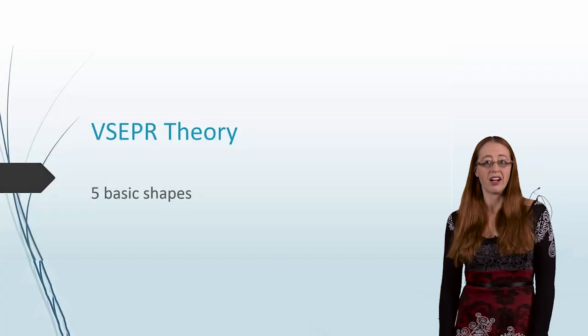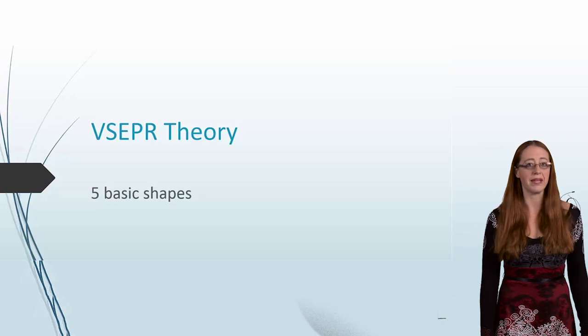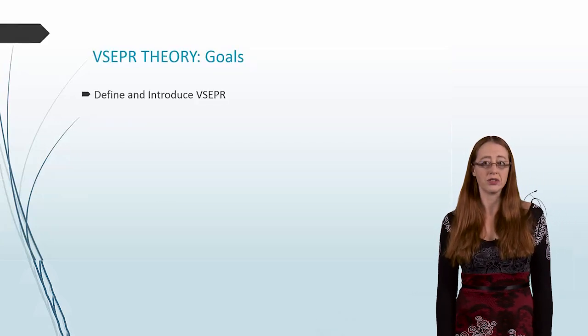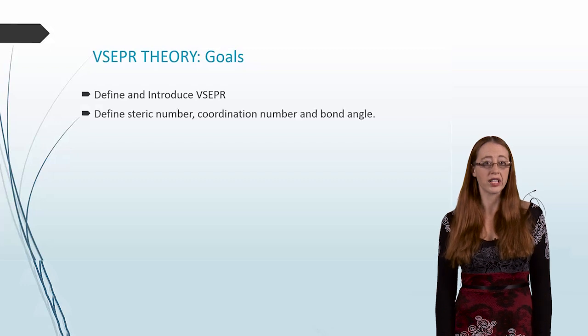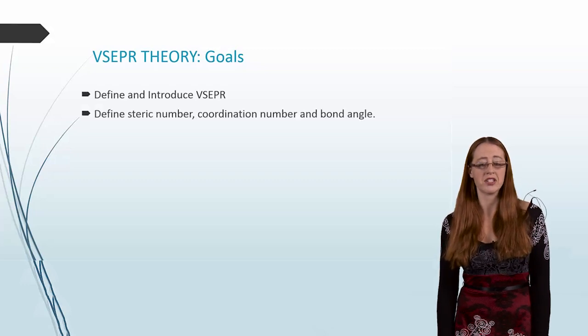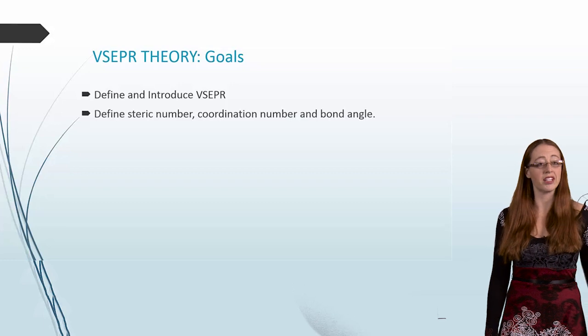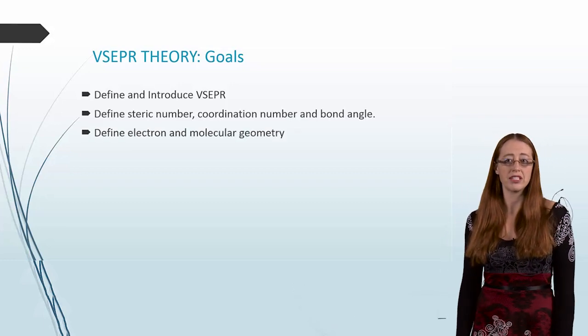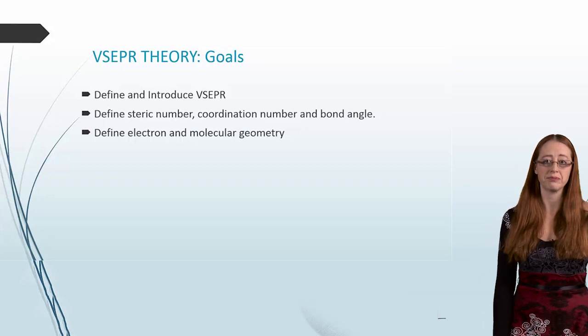So in this video, we're going to be talking about VSEPR theory. And we're going to cover just the 5 basic shapes today. So our goals are going to be to define and introduce VSEPR. We're going to be defining steric number, coordination number, and bond angle, even though steric number will be the main goal for discussing in this video. And then we're going to define electron and molecular geometries.